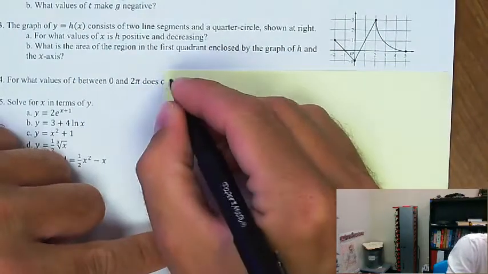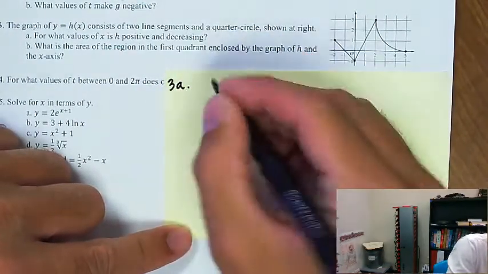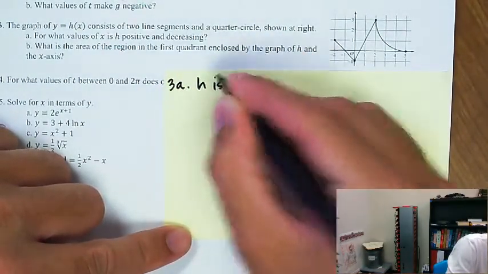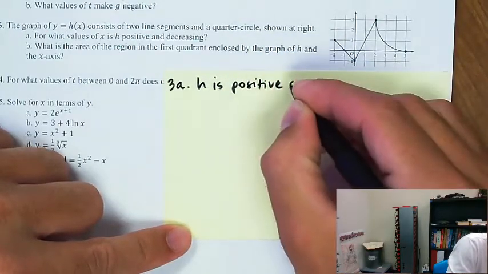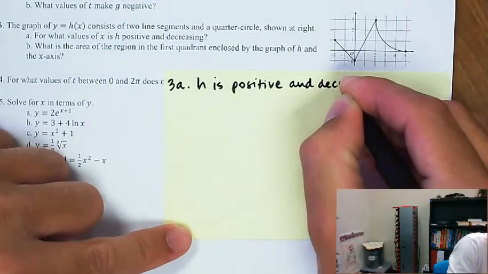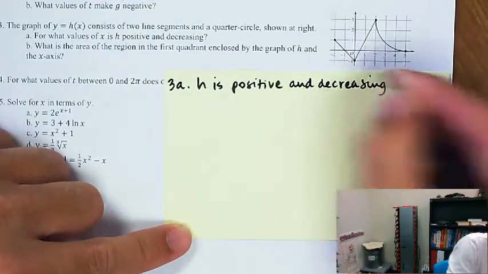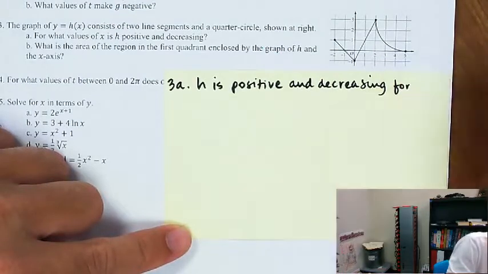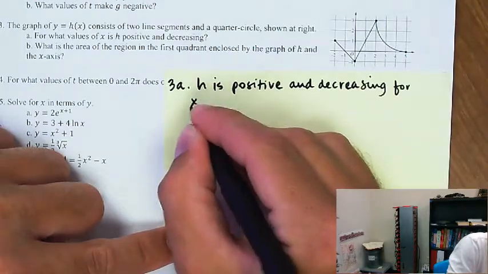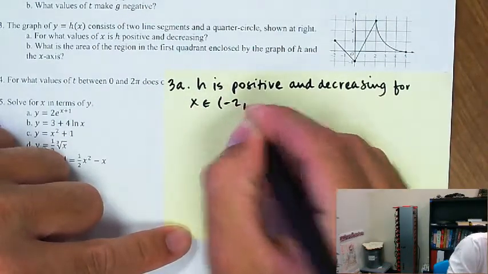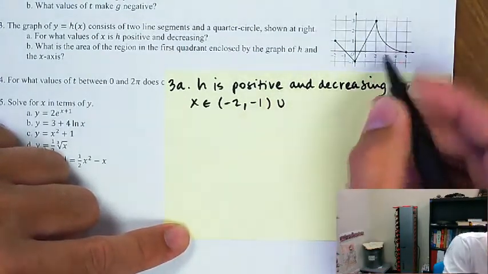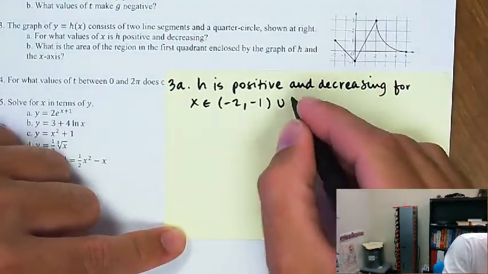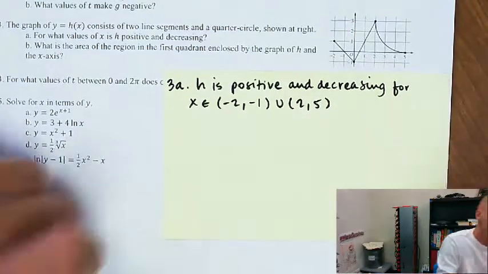So I'm going to just say for x between -2 and -1. Maybe I'll write it as an interval this time, right? -2, -1, but also union 2 to 5. All right.